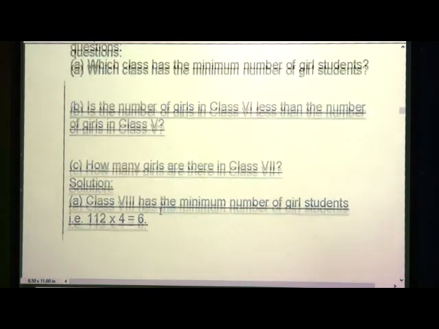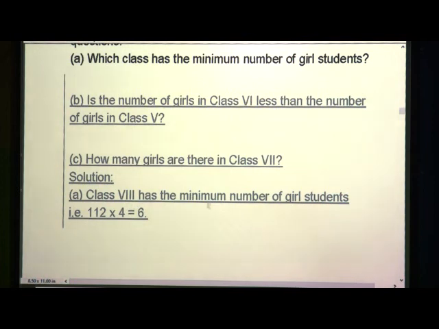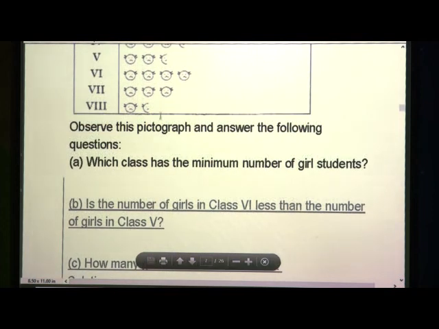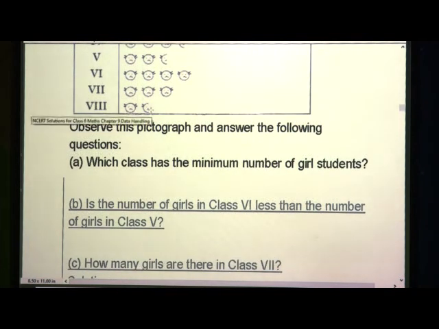So, here we can see class 8 has the minimum number of girl students, that is 4 and a half image, which means 4 plus half of 4, that is 2, so 6. So, class 8 has the minimum number of girls, that is 6 girls.